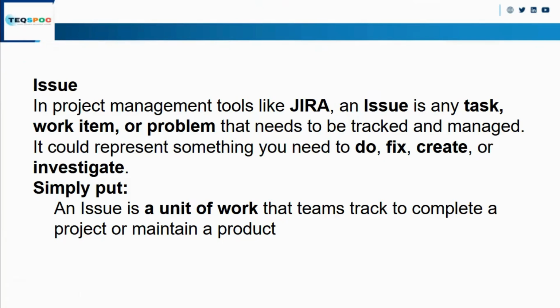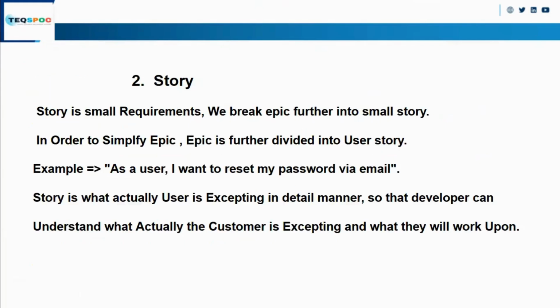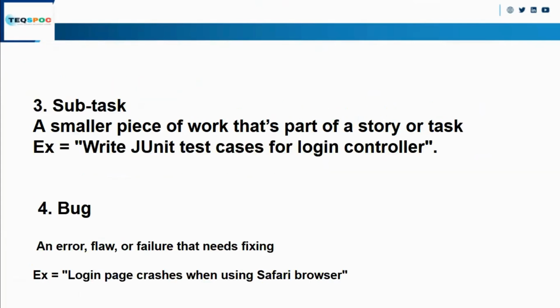Issue is divided into different types. Let me show you what are the different types of issues. Basically, issue is categorized into many types. First we have epic, then we have stories, then we have tasks, subtasks, and bug. Okay, these are the different issue types.